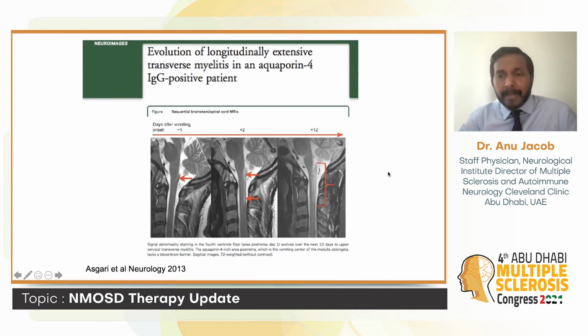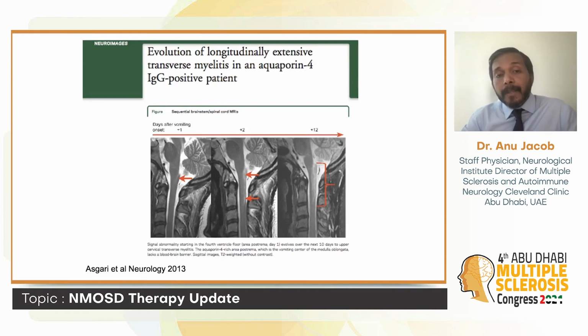I think it's a known patient, I think. And then they started sequentially scanning this patient over the course of the next few days. And you can see here the small lesion developing in the lower medulla. And then you can see that the lesion becomes a myelitis. And within 10 days, it becomes a long one. So all long lesions begin as a short lesion.